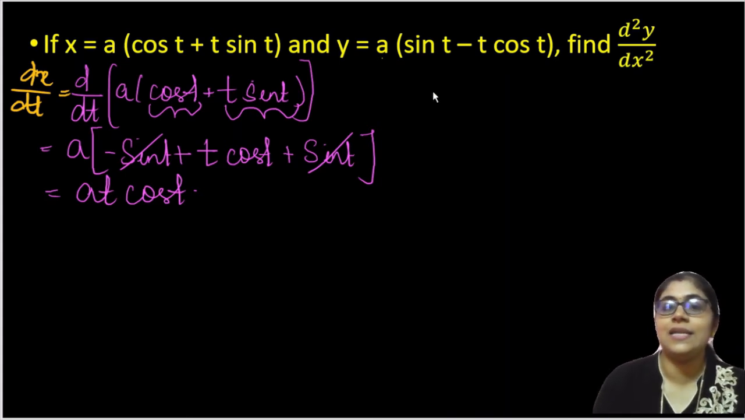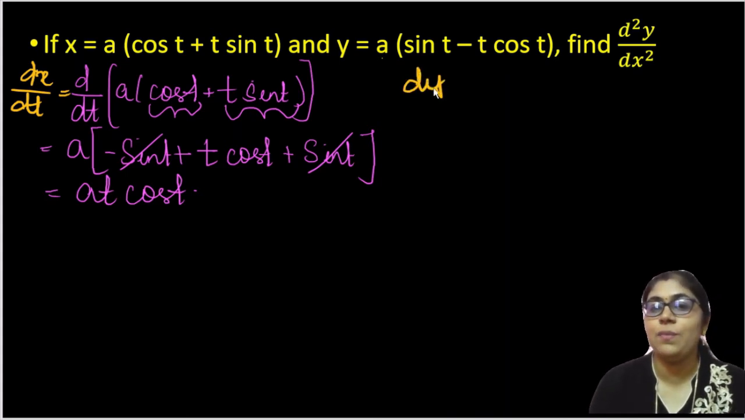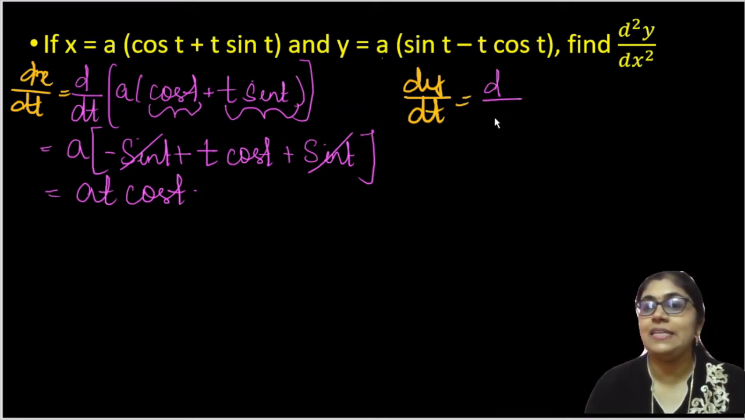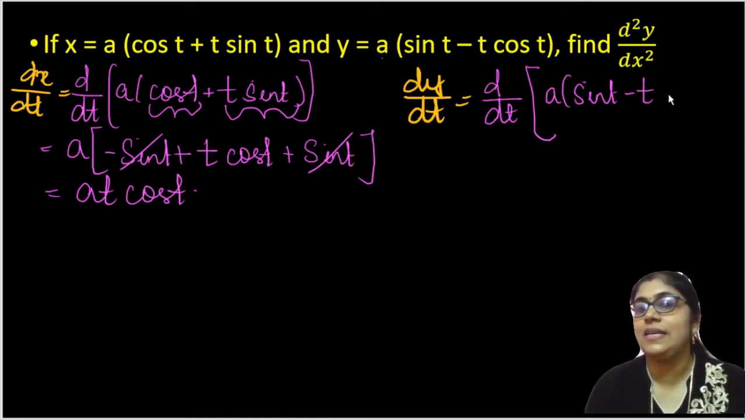So what is dy by dt? dy by dt equals d by dt of a times sin t minus t cos t.